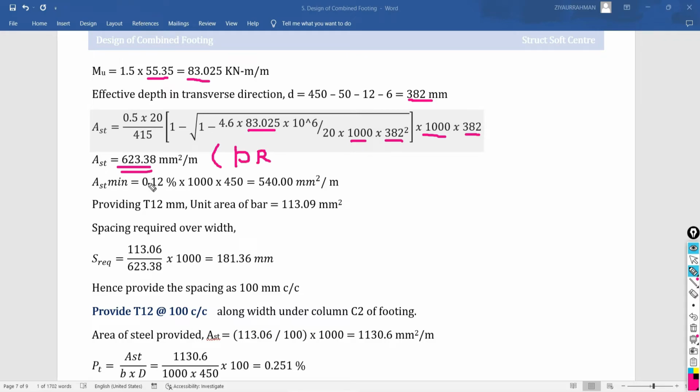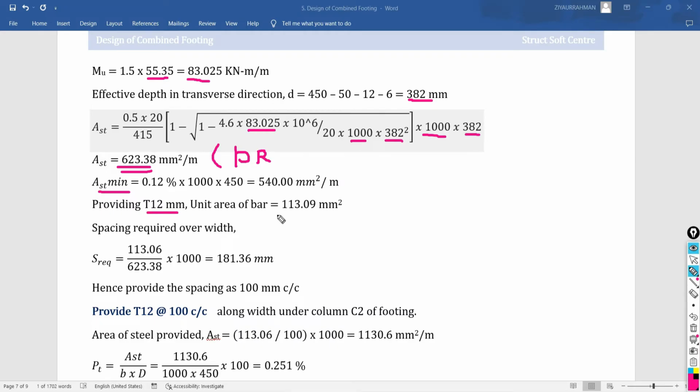Now you have to compare this design requirement with the minimum requirement as usual. So what is the minimum requirement? 540 mm square per running meter, and the design requirement is 623. You have to compare these two. Which one are we getting more? We are getting the design requirement more. So we are going to provide the design requirement.